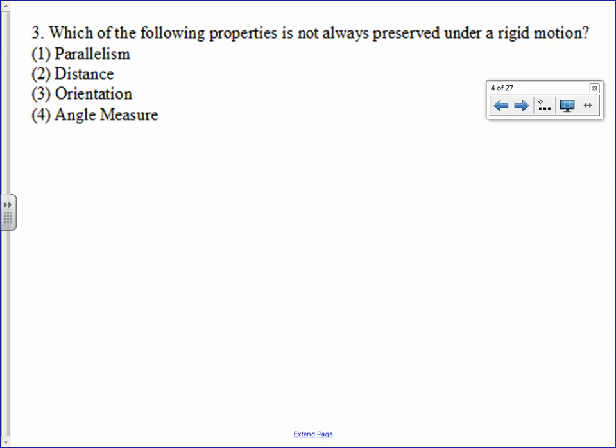Which of the following properties is not always preserved under a rigid motion? A rigid motion is a reflection, a rotation, or a translation. It is not a dilation. It keeps the size the same. It keeps the angles the same. It does not keep the orientation the same. A reflection is a rigid motion, but the orientation changes in a line reflection.